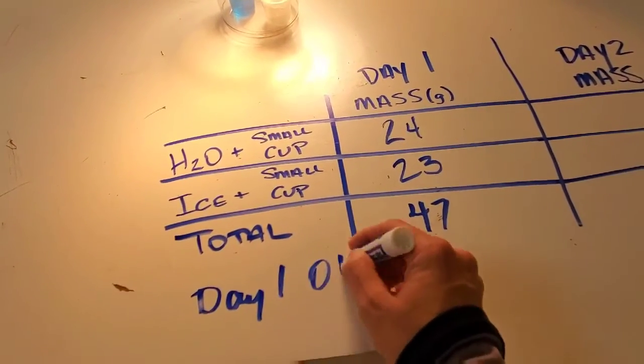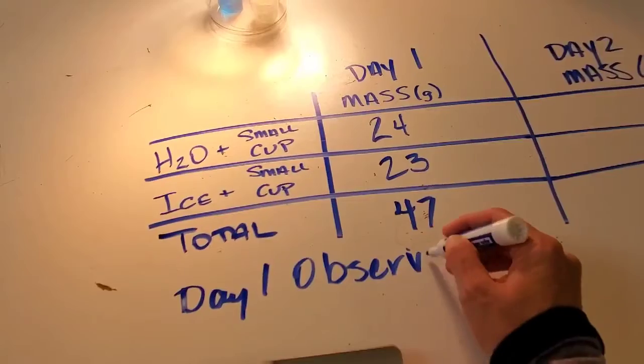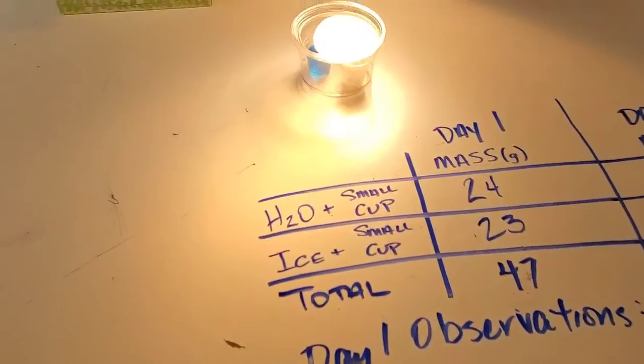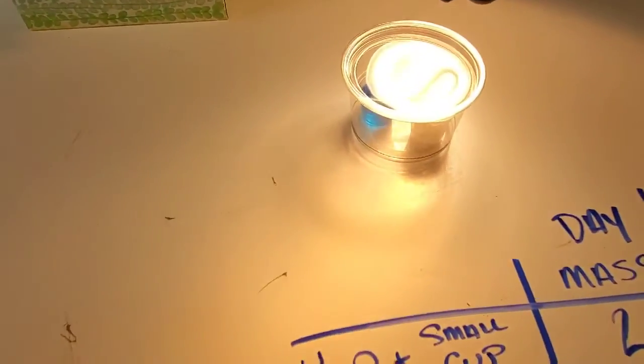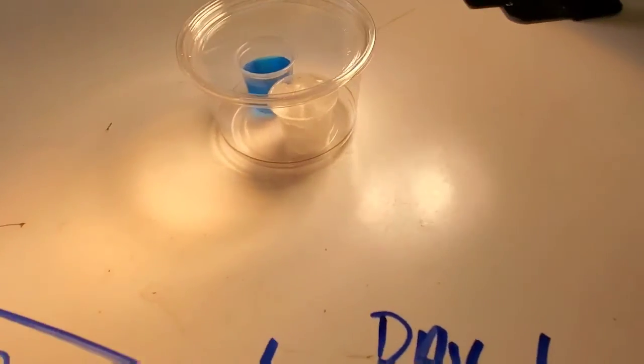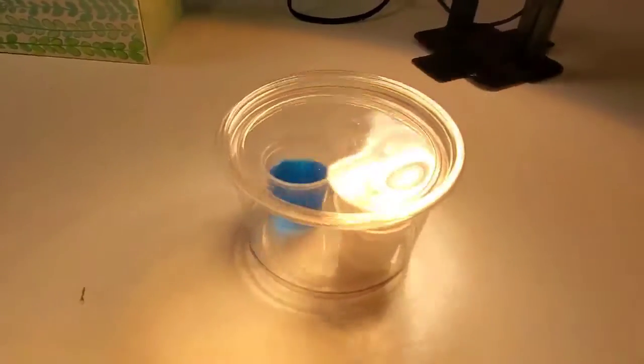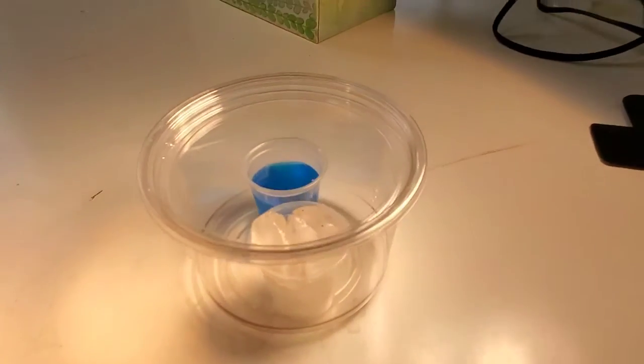day 1 observations. Then you need to observe this. What do you notice about this container and what's in it? Okay, and what do you notice? Oh, I'm trying to get you a no glare angle. I'm doing a splendid job. There you go.